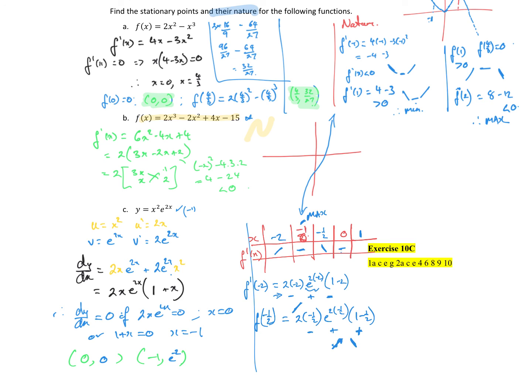At 0, we have a 0 gradient. At x equal to 1, what does f dashed of 1 equal? It's equal to 2 times 1, e to the 2 times 1, 1 plus 1. So that's positive, that's positive, that's positive. So I get a positive gradient. So there we are. So we can sort of summarize everything. So the point 0, 0 is a minimum, and the point -1, e to the -2 is a maximum.